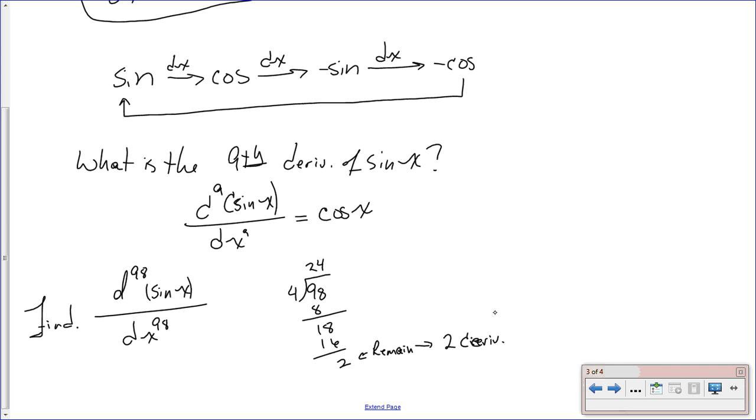It acts like a second derivative. So you'd go up to your flowchart and you would find the second derivative of sine, and that would be your answer. So first derivative, second derivative, negative sine. So that's your answer.